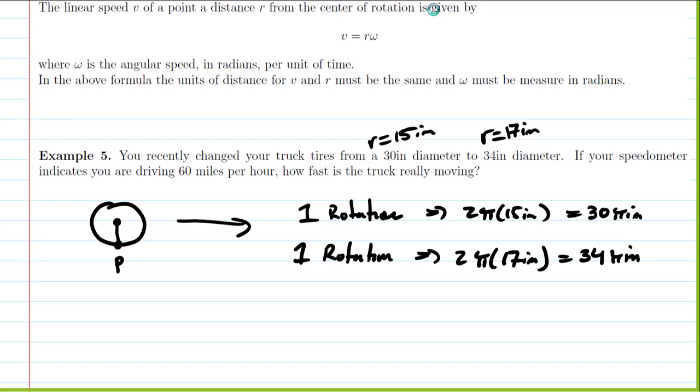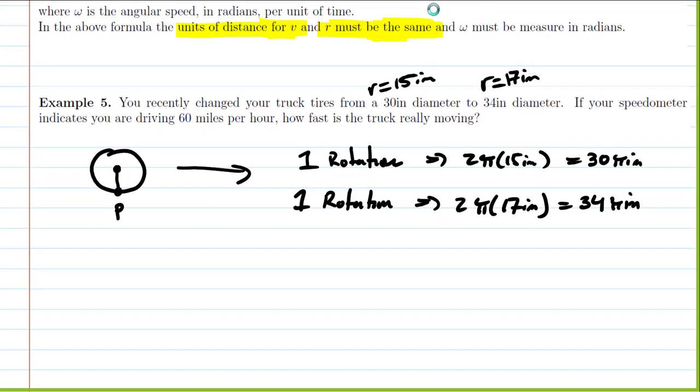So a couple of things we need to be careful with. The first thing that our formula says is that units of distance for v and r must be the same. Well, what's my speed given in? Miles per hour. And what are my radii given in? Inches. So we must convert inches to miles.